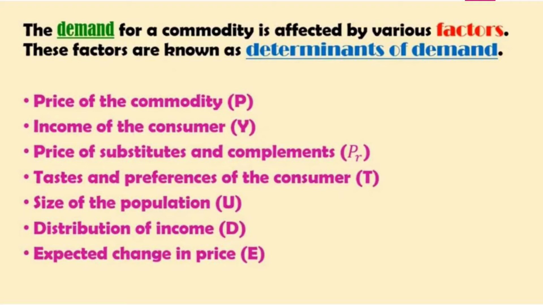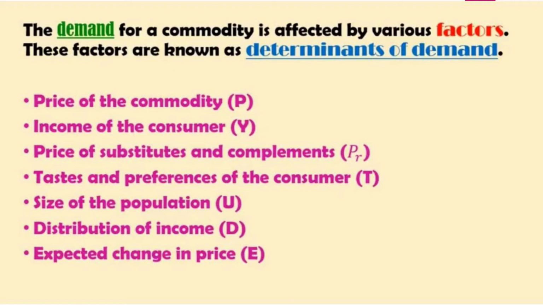Thirdly, you see the substitute and complement goods. That is, you choose 2 or 3 or 4 goods, and you see which gives you a higher level of satisfaction and is within your budget. Then you prefer to buy that commodity. So the third thing is the price of the substitute and the complement goods.